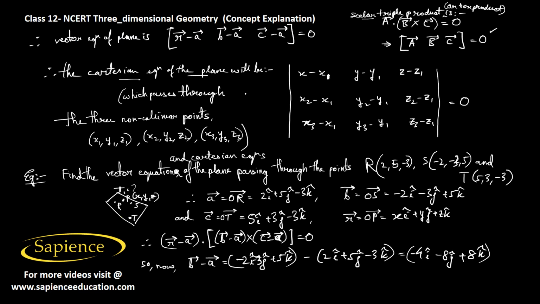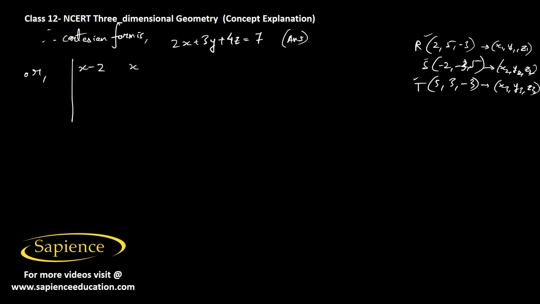So it is actually x minus x1, y minus y1, z minus z1. Here there is a mistake. This will be y minus 5, then z plus 3. Then it will be x plus 2 and y plus 3 and z minus 5, and that would be equal to x minus 5, y minus 3, and z plus 3, that is equal to 0. So if we expand this determinant, we will get the same answer.